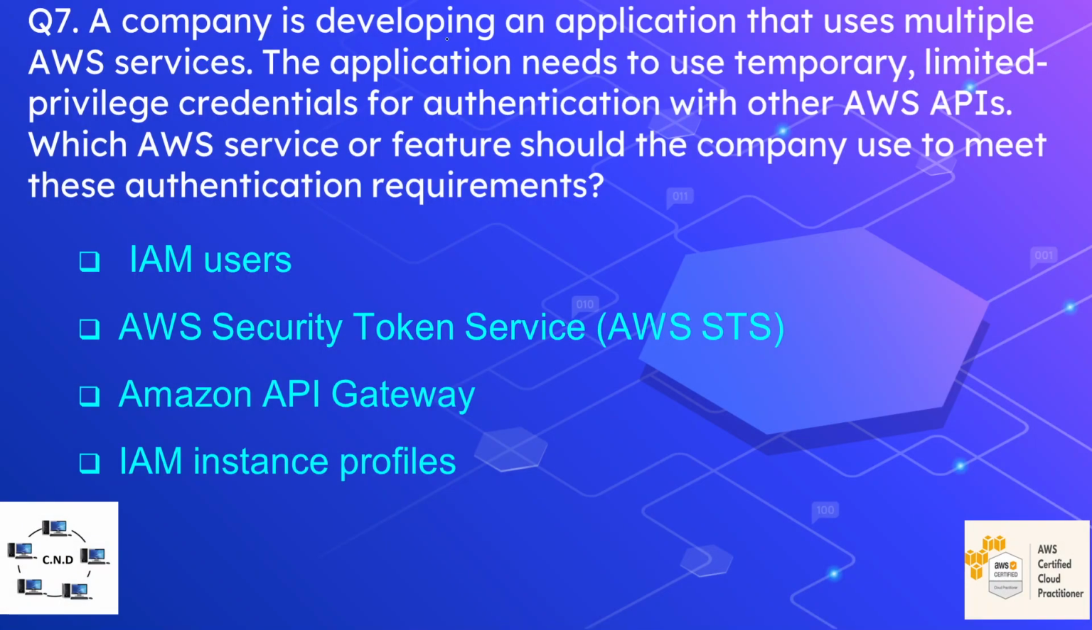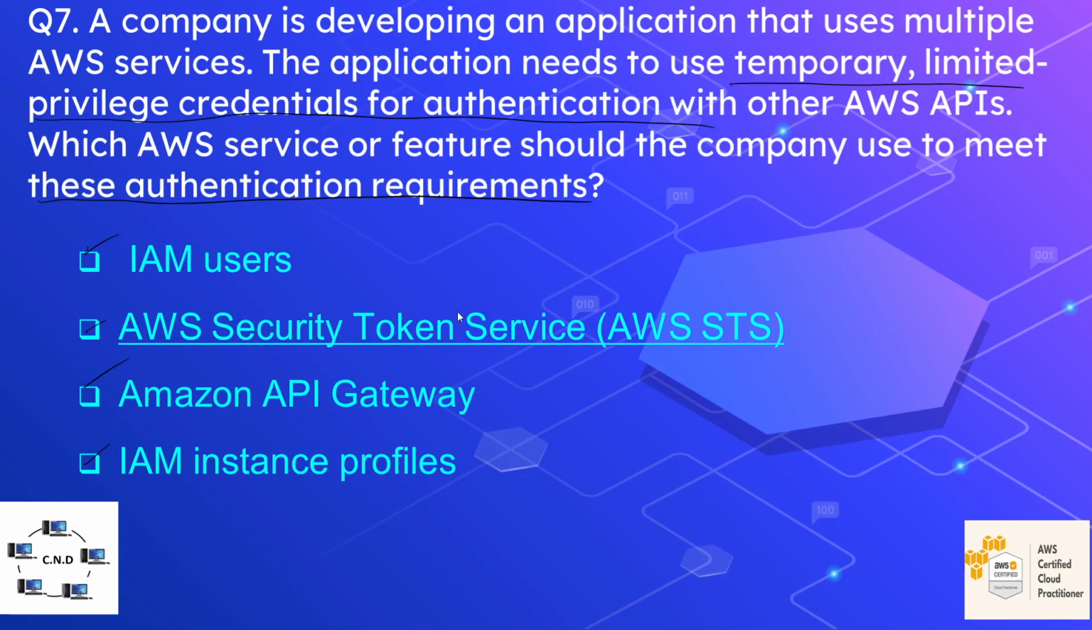Question number 7 is that a company is developing an application that uses multiple AWS services. The application needs to use temporary limited privilege credentials for authentication with other AWS APIs. Which AWS service or feature should the company use to meet these authentication requirements? So here we are talking about limited privilege and temporary accounts, and the options are IAM, Identity and Access Management Users. Option B, AWS Security Token Service, AWS STS. Option C, AWS API Gateway. And option D, IAM Instance Profiles.